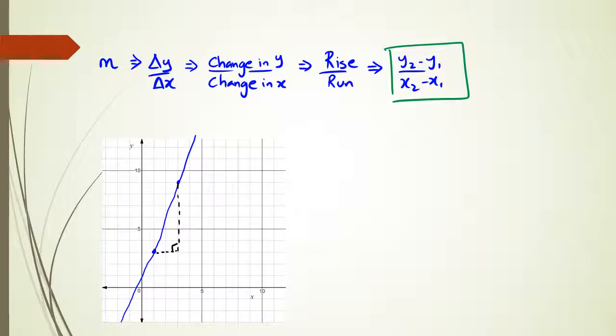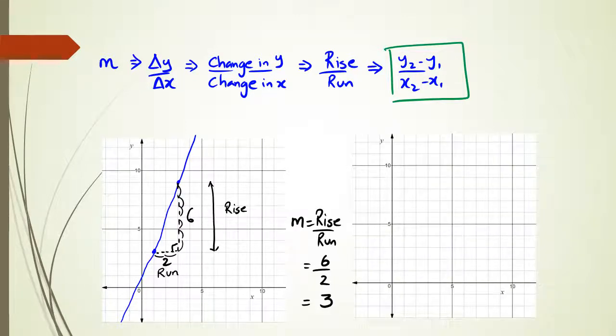Then you count how many boxes it has gone on the x-axis. In this case, it's gone 2 boxes. Can you guys see that? 2 boxes there. This part is called the run. The rise is going up. How much has it risen by? 1, 2, 3, 4, 5, 6. So for this blue line, the gradient is rise over run, which is 6 divided by 2, and so the gradient is positive 3.